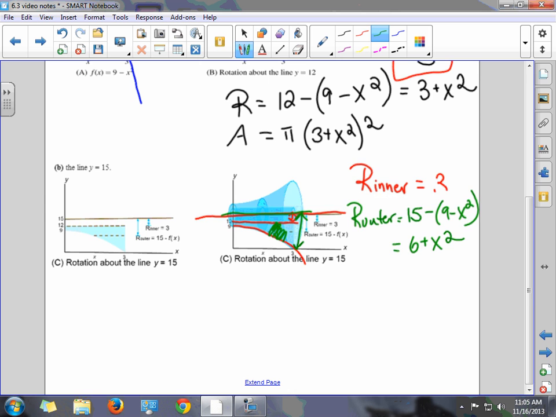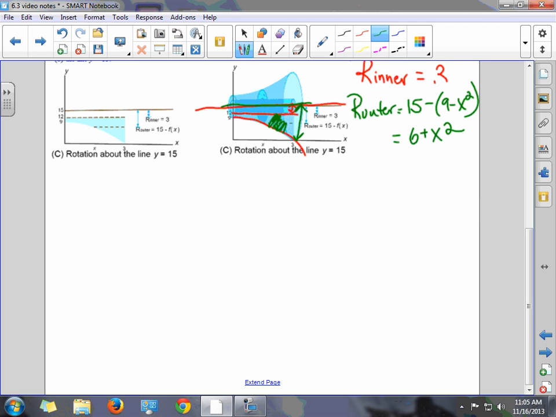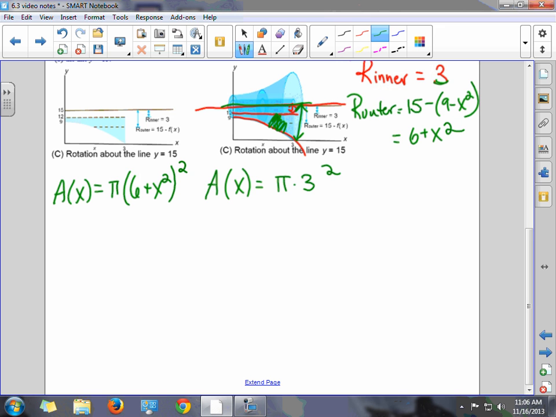So I'm going to write both my areas. Let's do the area for my inner first. So the area for my inner is just going to be, this is 3, pi times 3 squared. And now we need to find the area for my outer. And that's going to be pi times my radius, all squared.